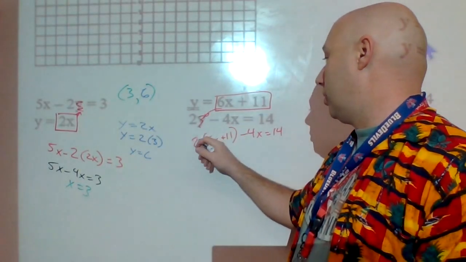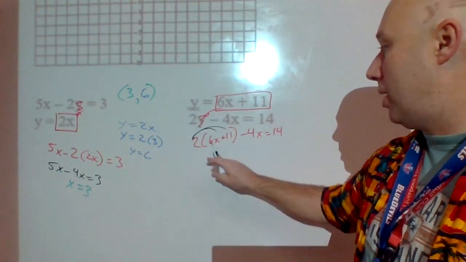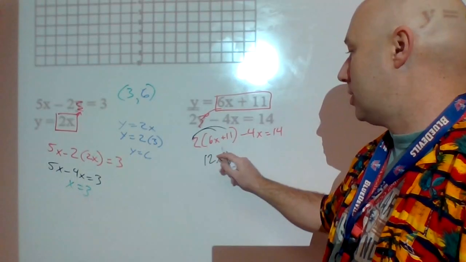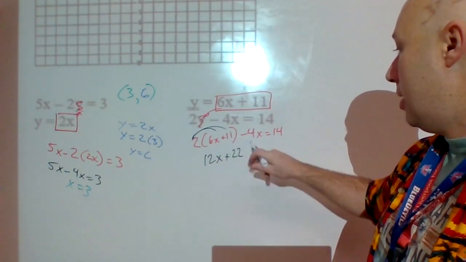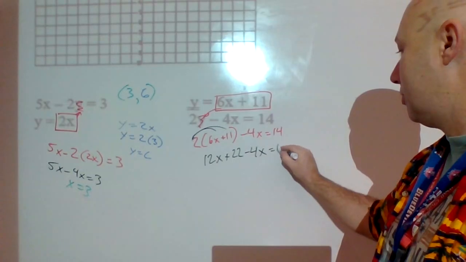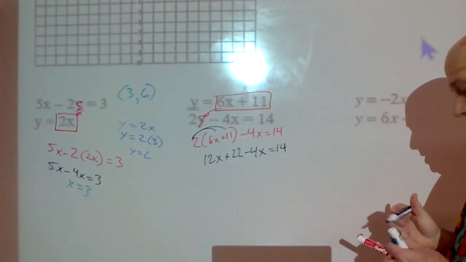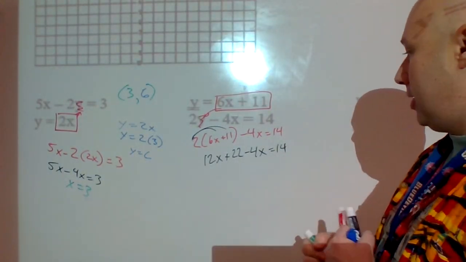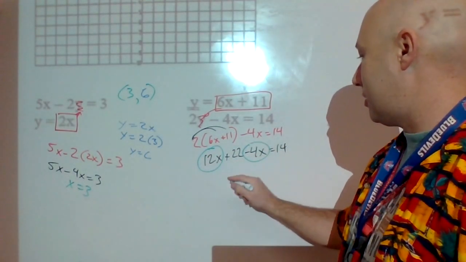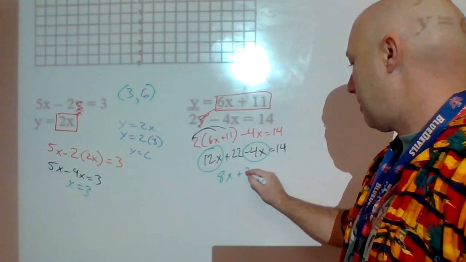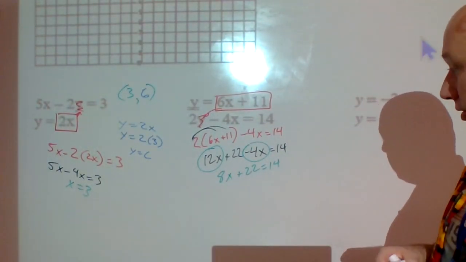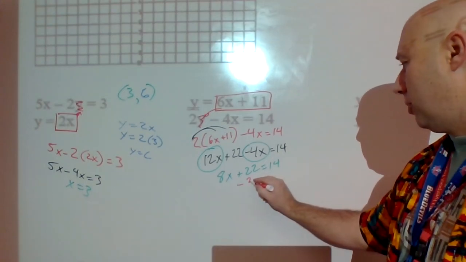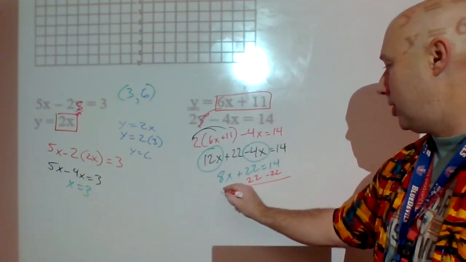Let's first of all go ahead and do the distributive property here. Taste the rainbow. 2 times 6x is 12x. 2 times 11 is 22. I don't know about you, but I'm feeling that 22. Minus 4x equals 14. Okay. Let's do some cleanup on aisle 3 here. We got 12x minus 4x, so that's 8x. And now we got a 2-step. So let's go ahead and 2-step this up. We're going to subtract 22 from both sides because that's the one that's watching.